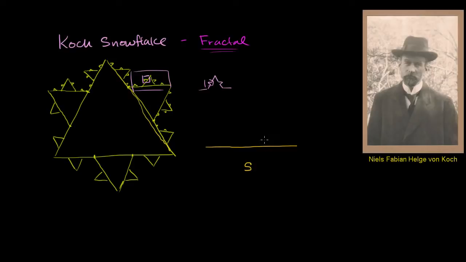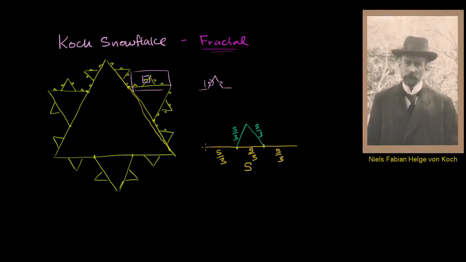And then we divide it into 3 equal segments. Those are going to be s over 3, s over 3, and s over 3. And in the middle segment, you make an equilateral triangle. So each of these sides is going to be s over 3, s over 3, s over 3.